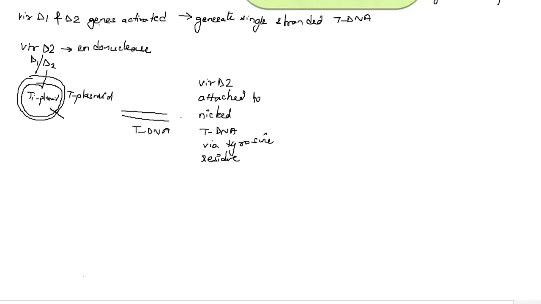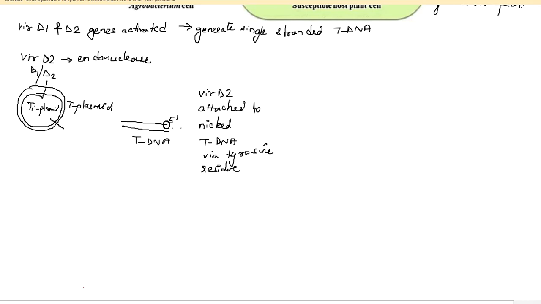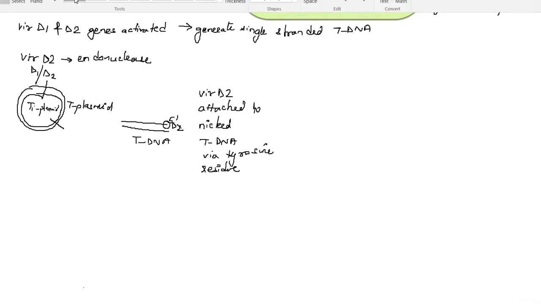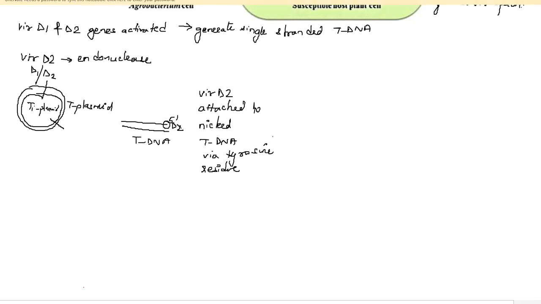So this VirD2 remains bound to the 5 prime end of the T-DNA, right? This is D2, and it remains bound to the 5 prime end of the T-DNA. And guys, what is the role of this D2 while it is bound to the 5 prime end of the T-DNA?